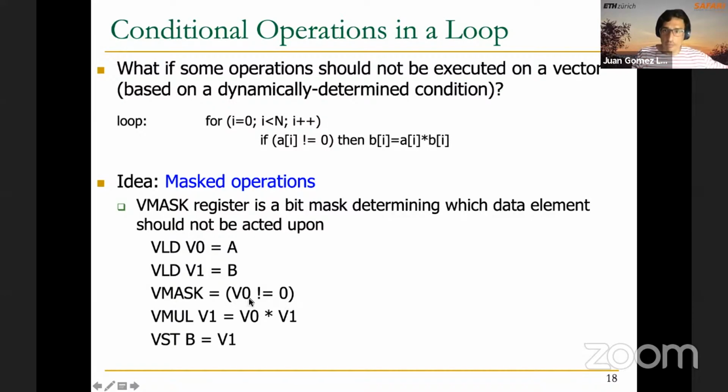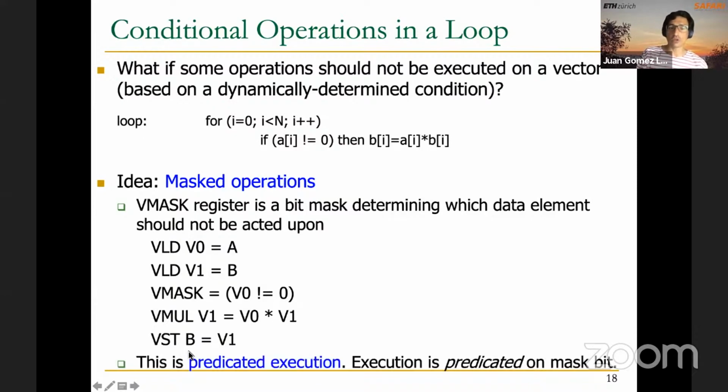If this predicate is true, then the corresponding bit in the vector mask is 1. If it's not true, then the corresponding bit will be 0. And then for those lanes where the mask bit is 1, we will execute this multiplication and this store operation. And this is what we call predicated execution.